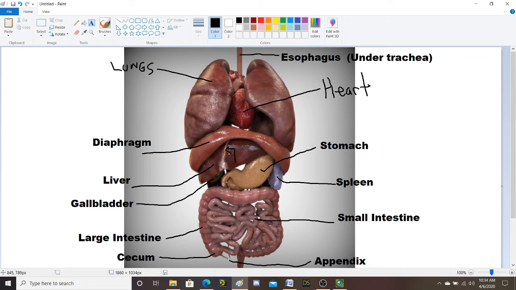So your appendix is in the lower right quadrant of your abdomen. When we differentiate and think about where organs are, your liver is in the upper right, your spleen is in the upper left, your cecum and your appendix is in the lower right. Those are just little landmarks that I think of when I think of the internal organs.